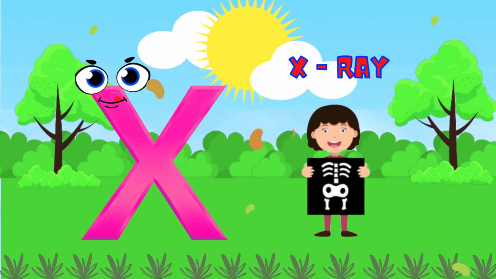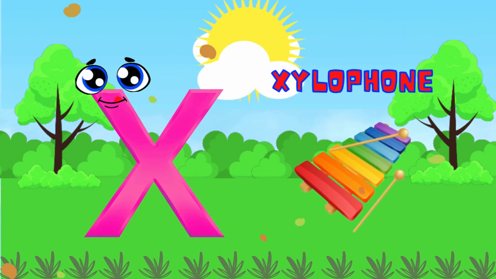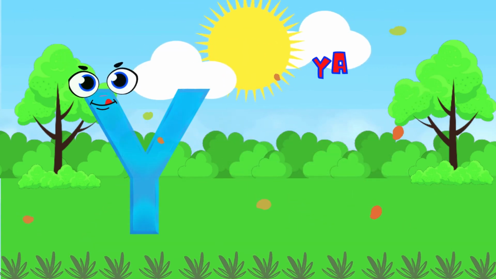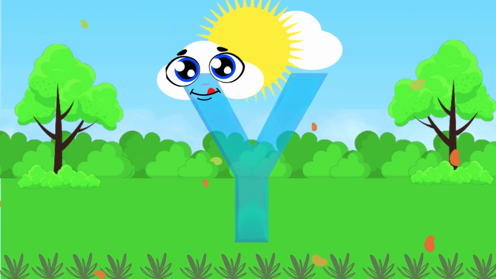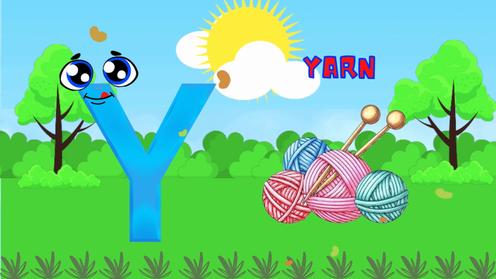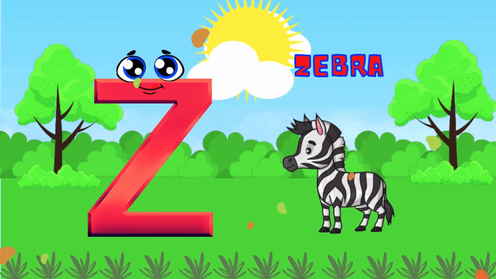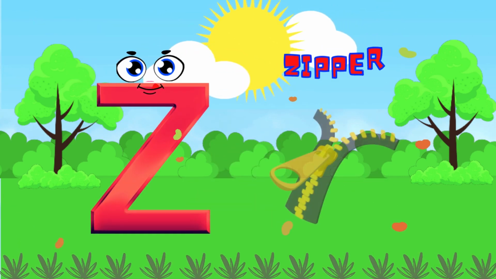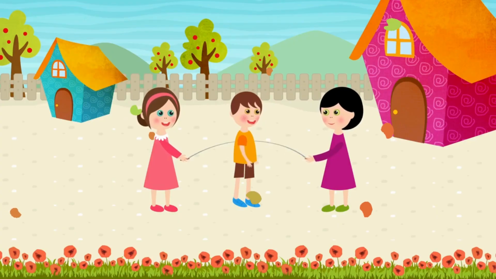X is for x-ray. X, x, x-ray. X is for xylophone. X, x, xylophone. Y is for yak. Y, y, yak. Y is for yarn. Y, y, yarn. Z is for zebra. Z, z, zebra. Z is for zipper. Z, z, zipper.